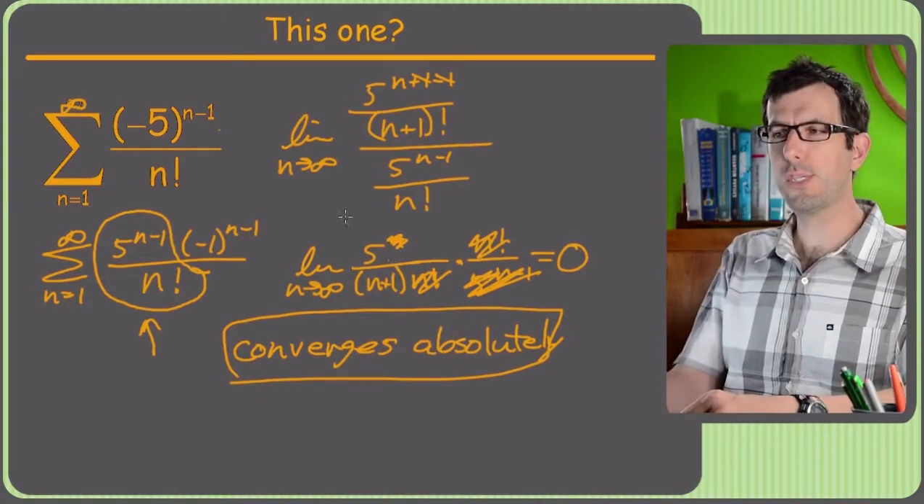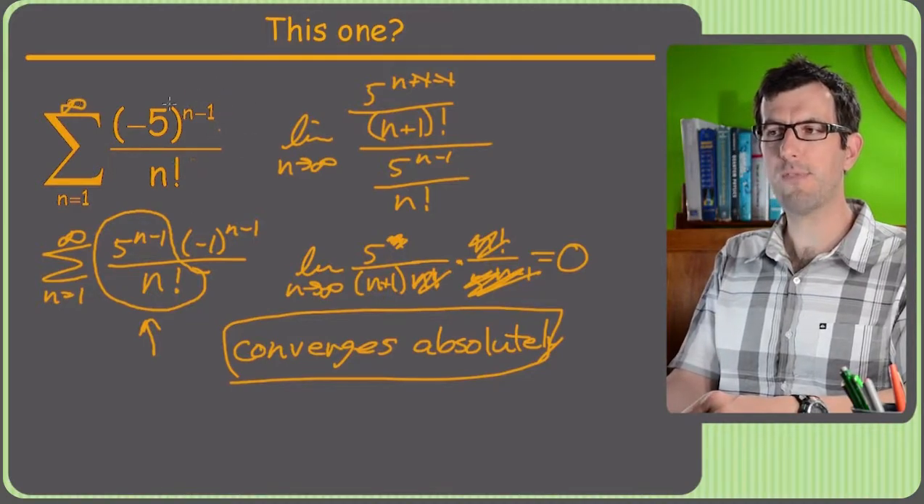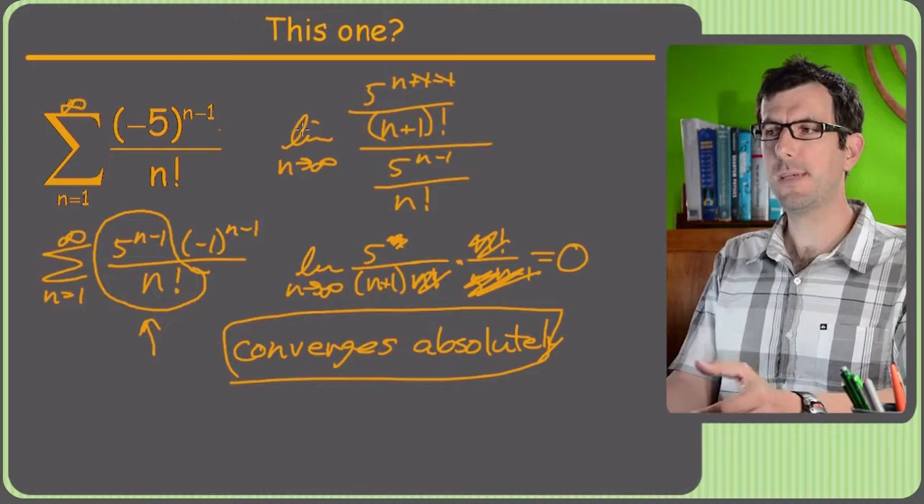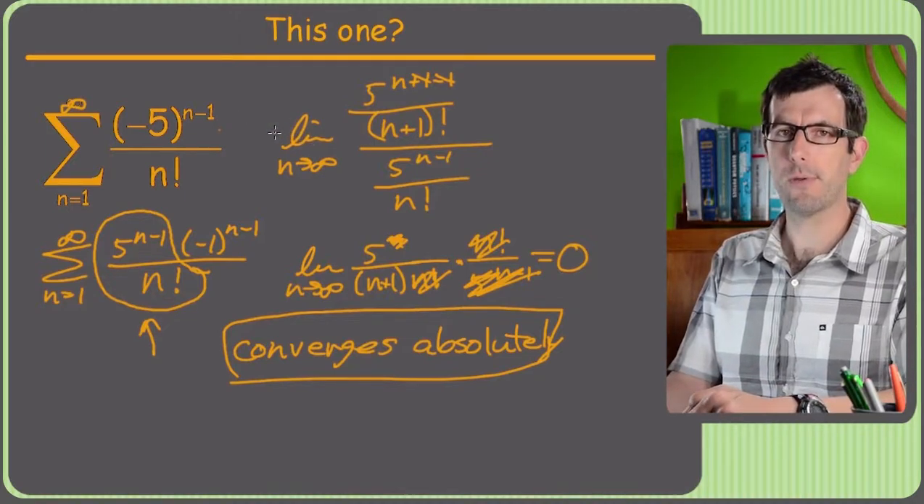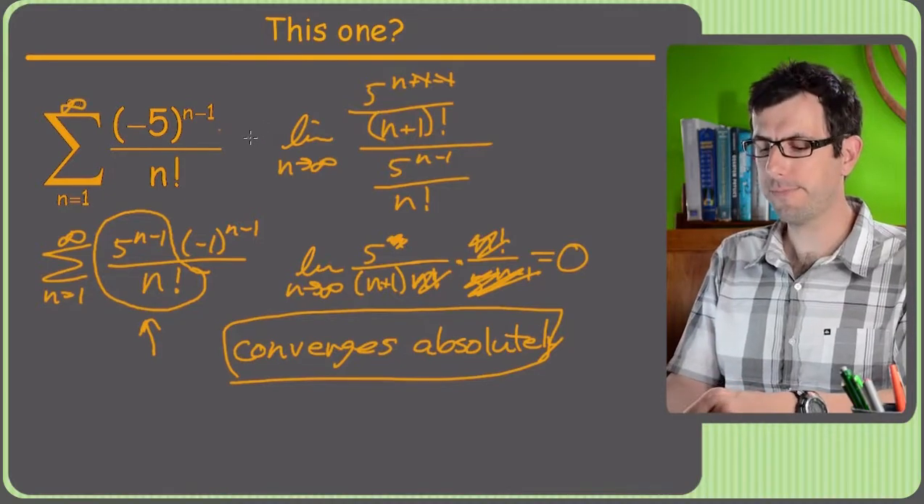Pretty sweet. That just shows you how good the ratio test is. If you've got factorials or you've got exponents of n or both, the ratio test is always the way to go. It makes everything super clear and super easy. That would have been impossible without it.